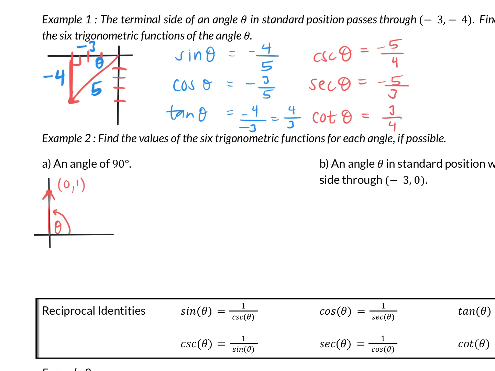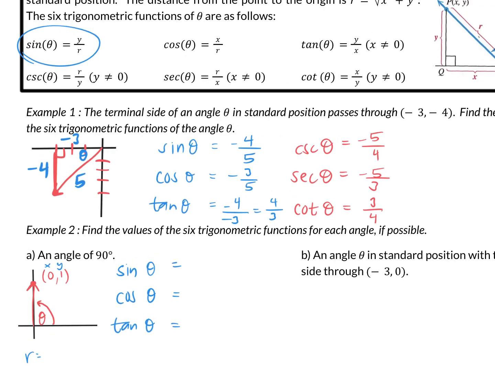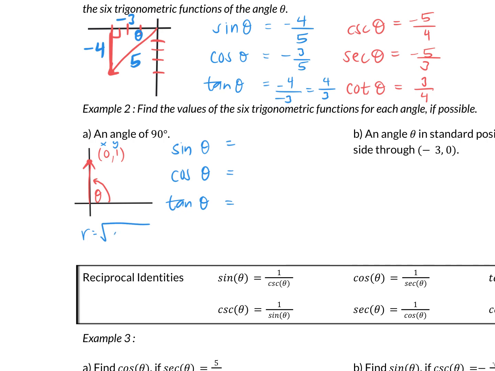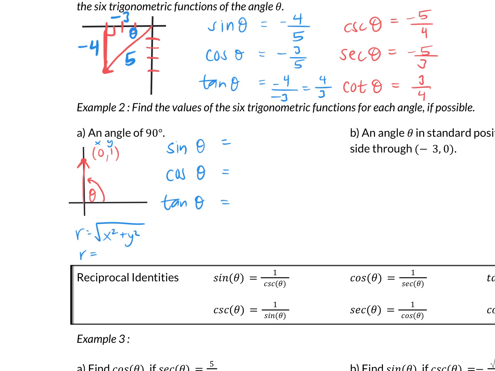Okay, so if I am finding my sine, cosine, and tangent of this, we have my x and we have my y, right? To find my r, it's technically that Pythagorean theorem. If I look back up here, your formula for r is the square root of x squared plus y squared. So if I plugged in my values, I'd have the square root of 0 plus 1. So that means my r value is also 1.